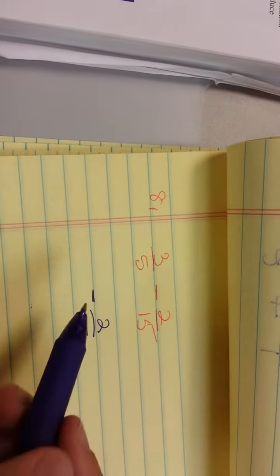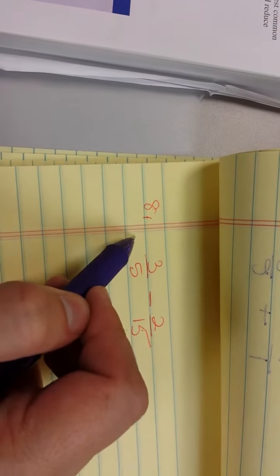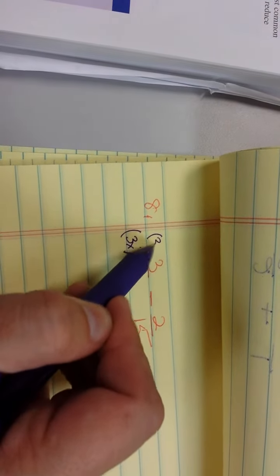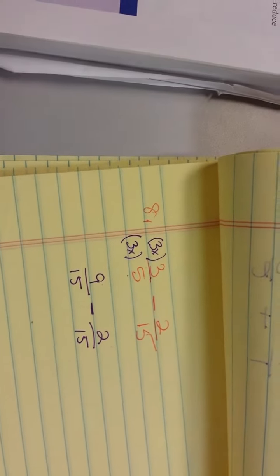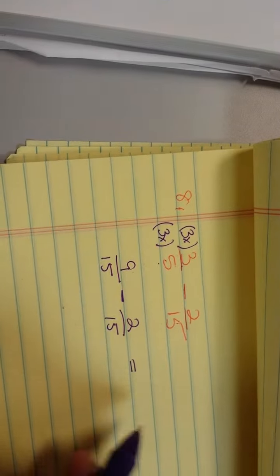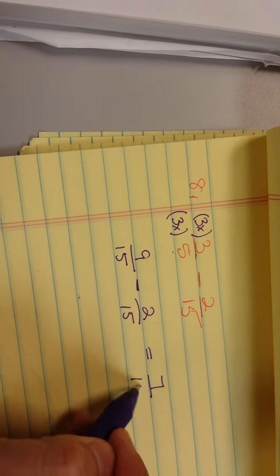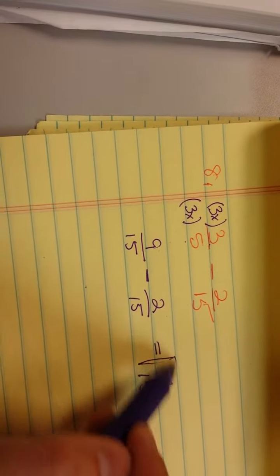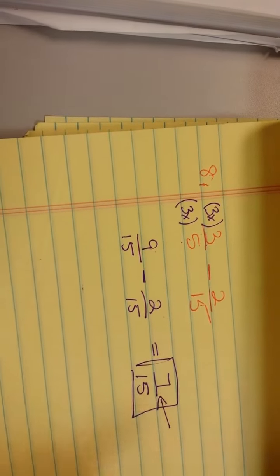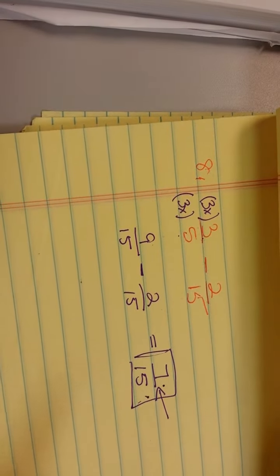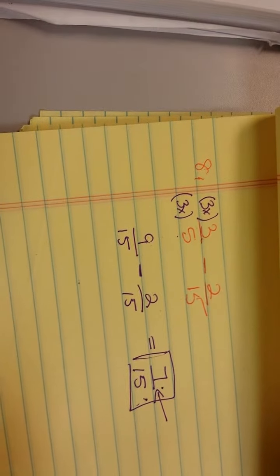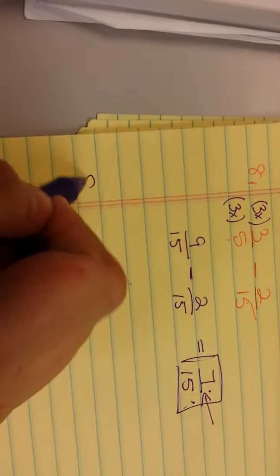Now, to 5, I have to multiply something to get 15. So you can say 15 divided by 5 is 3, and you can multiply it by 3. Anything you do to the bottom of the equation, you do to the top. So 3 times 3 is 9. 3 times 5 is 15. So now you're going to subtract 9 minus 2, 7. 15 is the common denominator, so it just stays. So now we have 7/15. 7 again is the lowest number. Now, if this was 7 and this was 21, we would do some reducing, but 7 and 15, that's the best we can do.